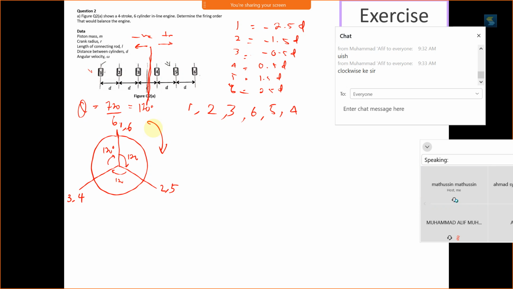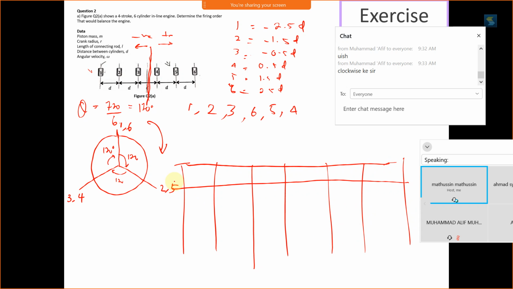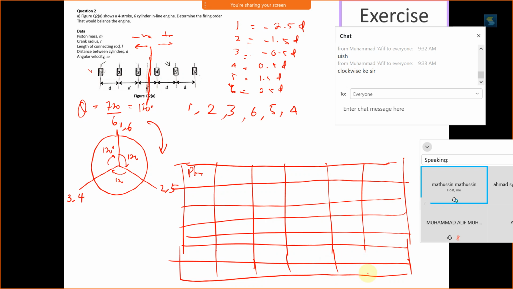Okay, so dah dapat firing order, dan kita boleh teruskanlah untuk dapatkan dia punya balancing plane. Okay. Sama juga, first kita buat table lah, senang. Kita put our table. Semua plane yang ada. So, plane M, R, D, MRD, theta dengan 2 theta. So, this is our plane. So, start dengan firing order lah. 3, 4, 5 dengan 6. Okay. So, 1, 2, 3, 6, 5, 4.